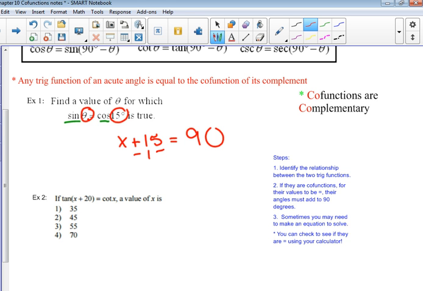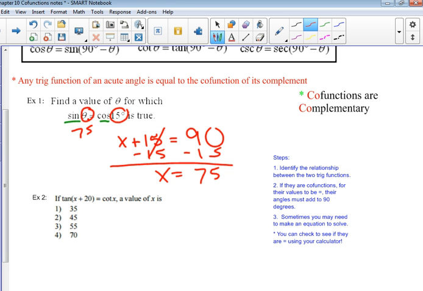Subtract 15, great. We're just going to solve it like an algebraic equation. So x would equal 75. Do we have to write it as an equation? If you could do it in your head, it's fine. It's basically 90. I'm just showing you how to make it into an equation because sometimes they're going to get a little more complicated, and it's the same idea.